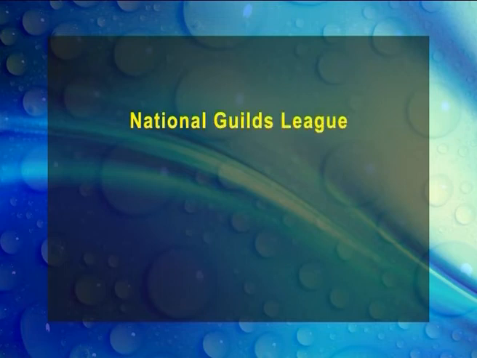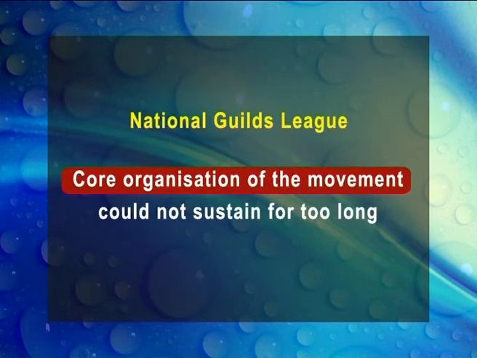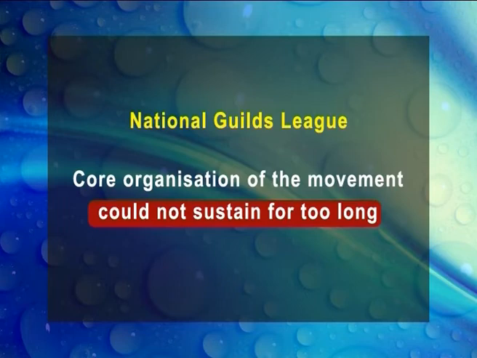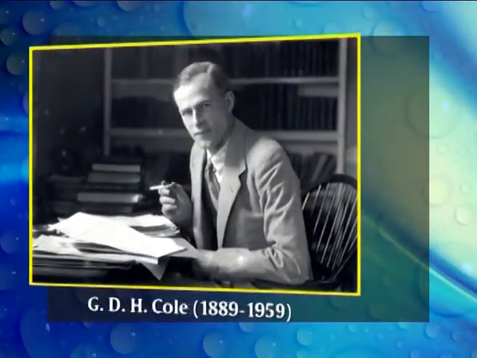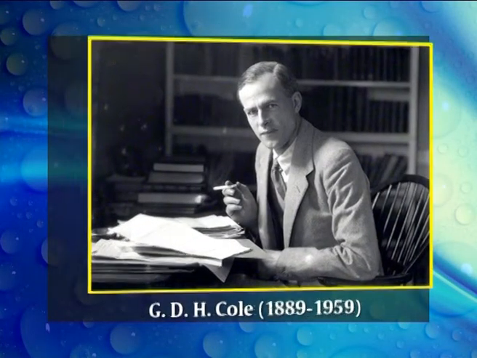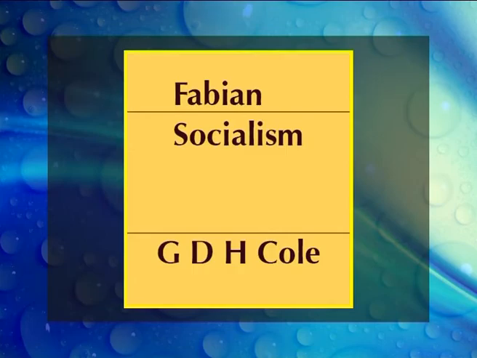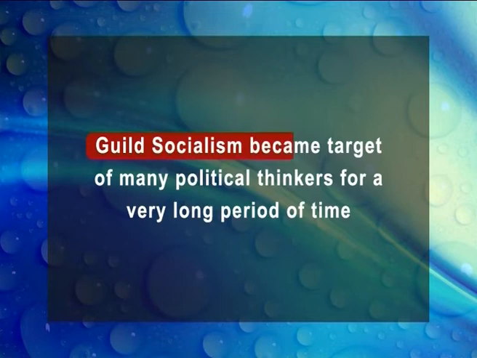Also, the National Guilds League, the core organization of the movement, could not sustain for too long. Some of the main founders of the Guild Socialist movement, like G.D.H. Cole, got disillusioned from the movement and ultimately became Fabian. The Guild Socialist movement has also been accused of being reactionary school thinkers. Their main inspiration comes from medieval system that had its own problems and issues. Thus, on these grounds, Guild Socialism became target of many political thinkers for a very long period of time.